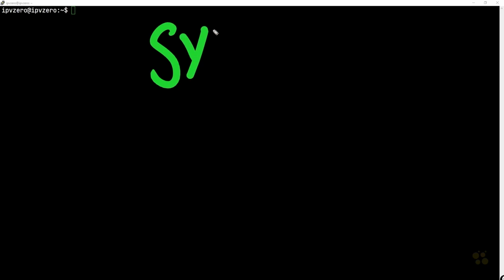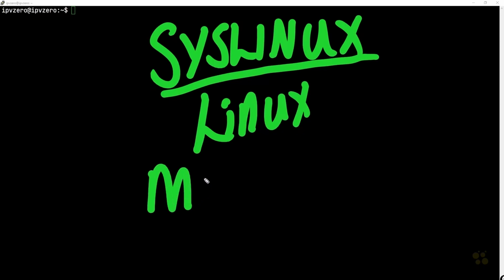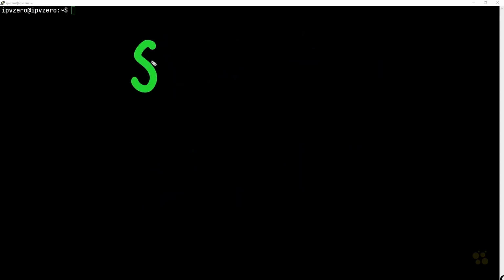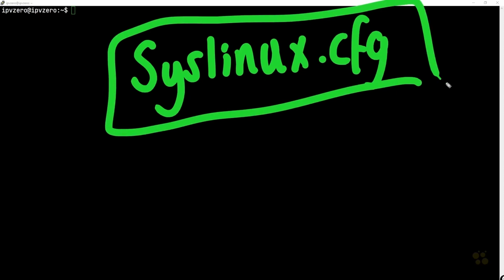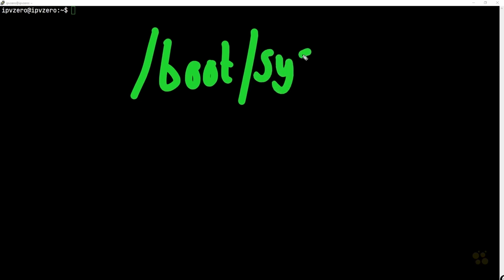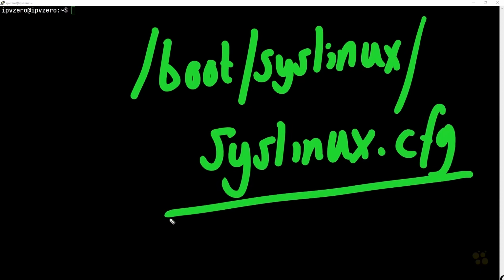Now you may recall additional bootloaders we talked about in the LPIC-1 certification course. One is called SYSLINUX. This is a bootloader for Linux systems, but it runs on a Microsoft MS-DOS or Windows FAT file system. What we should be aware of is that we do have a configuration file for the SYSLINUX bootloader, and that is called syslinux.cfg. Now this is going to be looked for in some particular locations. The very first location that the system will look for this in will be in the /boot directory, and then the syslinux folder, and syslinux.cfg. That would be the first place the system would look.